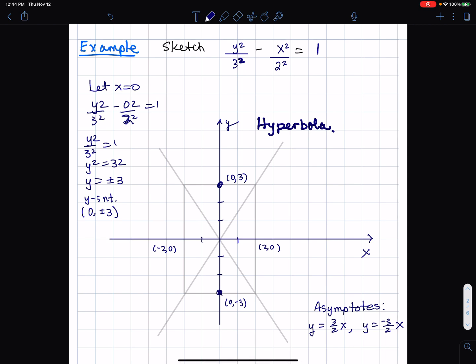But if I let y equals 0, this implies x squared equals negative 2 squared, no solution. I know I shortened that and didn't show the steps. But look, if y equals 0, you get negative x squared over 2 squared equals 1. That leads to x squared equals negative 2 squared. And so there are no solutions. In other words, there are no x-intercepts. When I set y equals 0, that's how I find the x-intercepts. There's none.